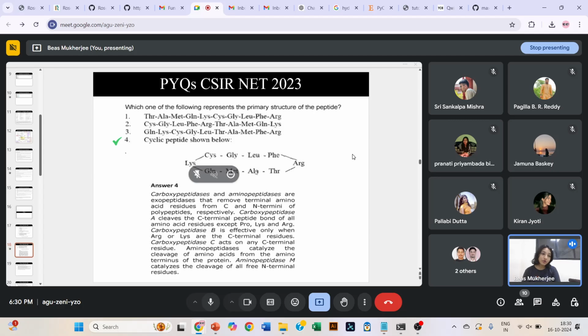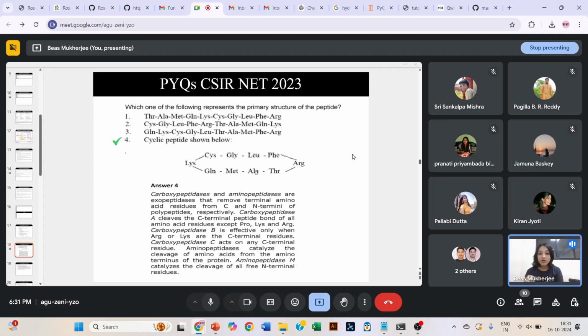Alright, so carboxypeptidases and aminopeptidases are exopeptidases that remove the terminal amino acid residue from the C and N terminal respectively. Carboxypeptidase A cleaves the C-terminal peptide bond of all amino acids except proline, lysine and arginine. Carboxypeptidase B is effective only when arginine or lysine is there at the C terminal. So these two are basically more or less antagonistic to each other's function.